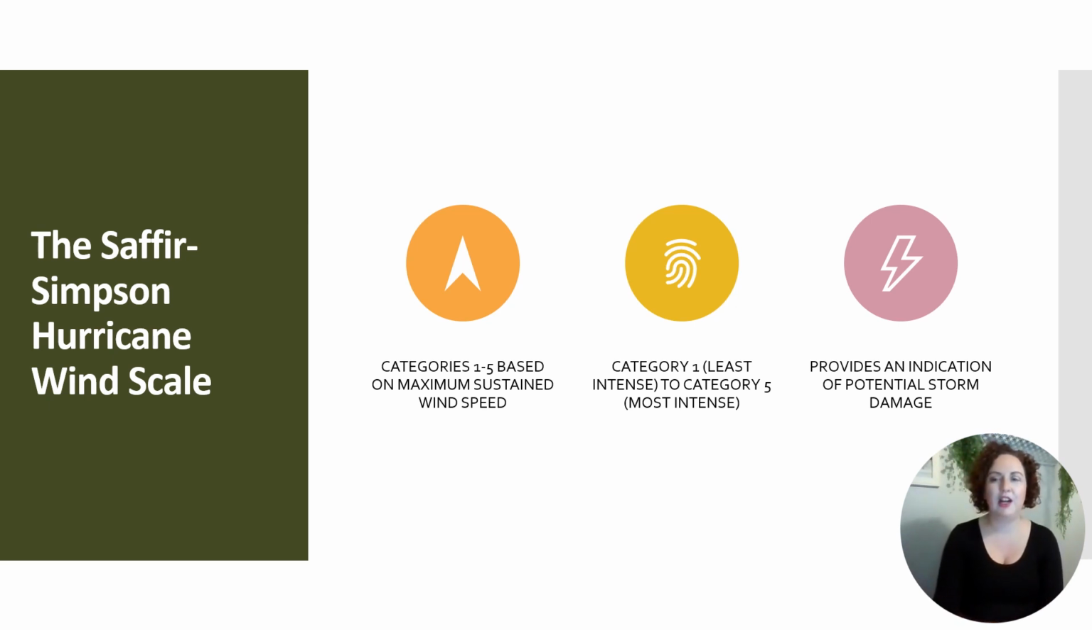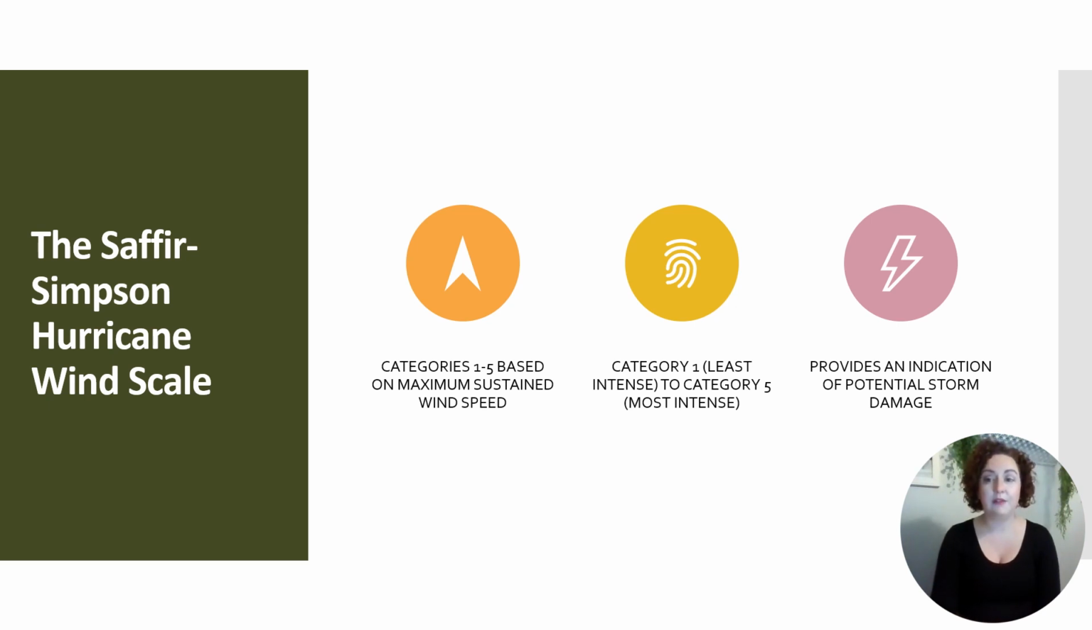Category 4 hurricanes have sustained winds from 130 miles per hour to 156 miles per hour. And this is where things just kind of get the blanket term catastrophic damage. Hurricane Ian, back in September of 2022, killed over 150 people. So kind of a big deal.